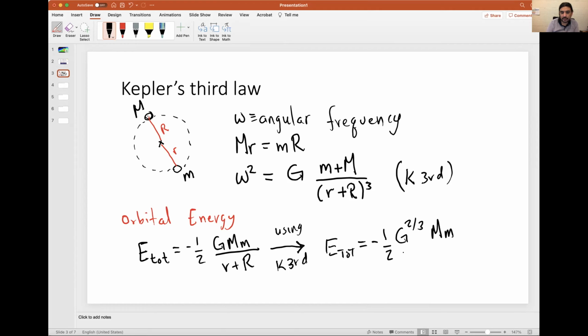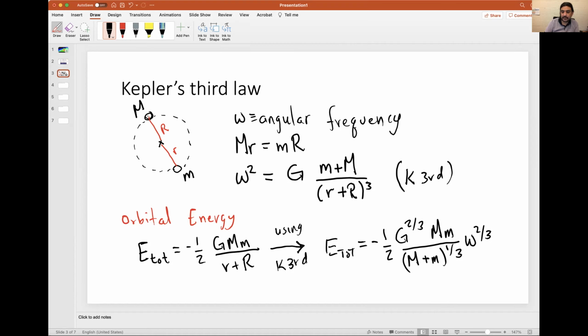capital M, little m, capital M plus little m, 1/3 down here, and then 2/3 for the frequency. So that's from grabbing this equation, solving for little r plus big R, and writing that out over here and doing all of the simplification of the algebra. Questions?